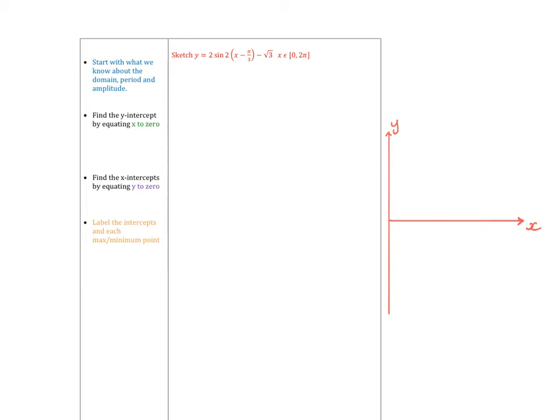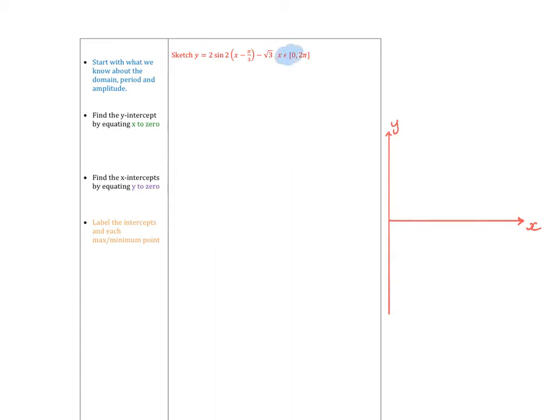Okay, we're going to be looking at sketching some somewhat complicated sine and cosine graphs, and usually we're talking about graphs here that have been quite heavily dilated and translated both vertically and horizontally. So the first thing we want to do is start with what we know. And so we've got to look at the question and first think, well, what's the domain?